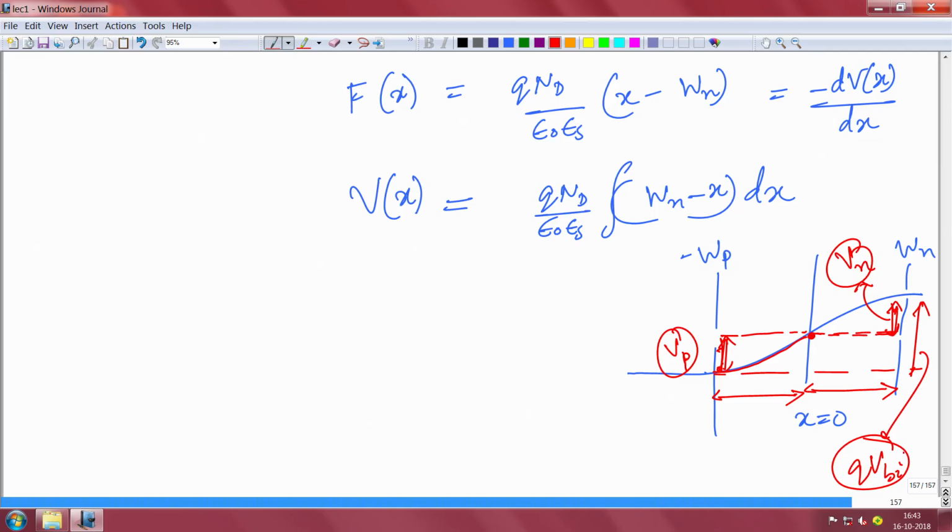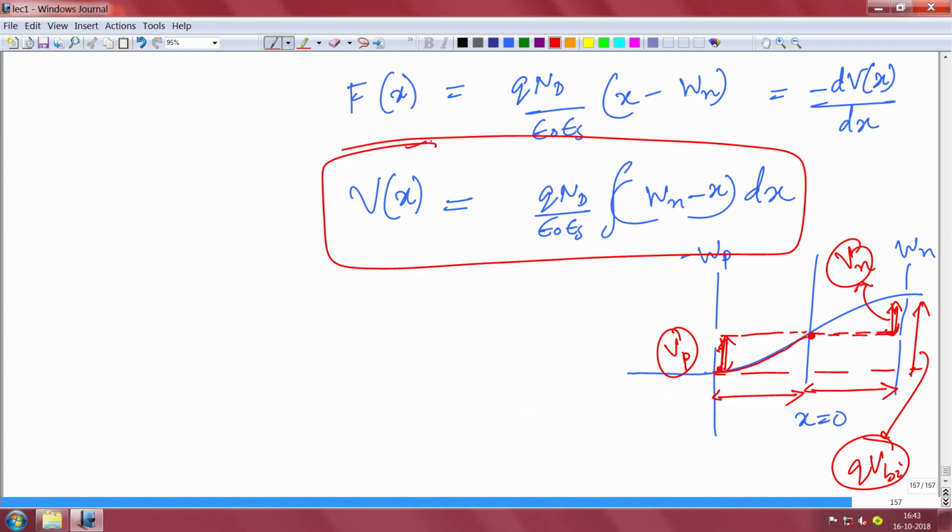So now while you solve this, you can put that limit: on the p side I am integrating from x equal to minus Wp to this point, and on the n side I am integrating from x equal to 0 to x equal to Wn. The unknown quantities will be Vp and Vn, because that is the total potential drop that I am having. But eventually when you simplify the math, and everything will be uploaded as notes, so there is no point.